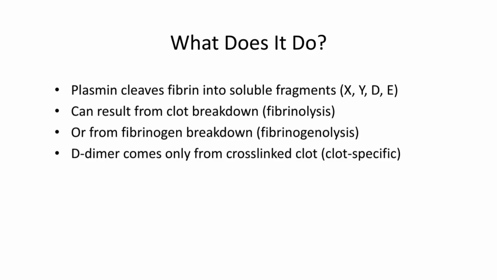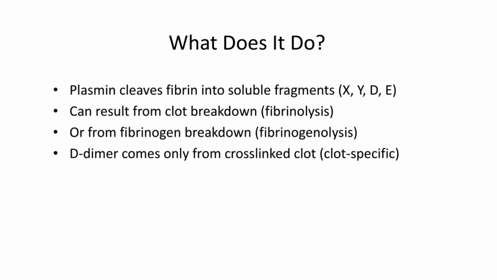Fibrin degradation products can come from two sources, either from the breakdown of a fibrin clot, called fibrinolysis, or from the breakdown of unclotted fibrinogen, called fibrinogenolysis. The D-dimer fragment, which is clinically important, is formed only from the breakdown of a cross-linked clot. That makes D-dimer specific for clot degradation.